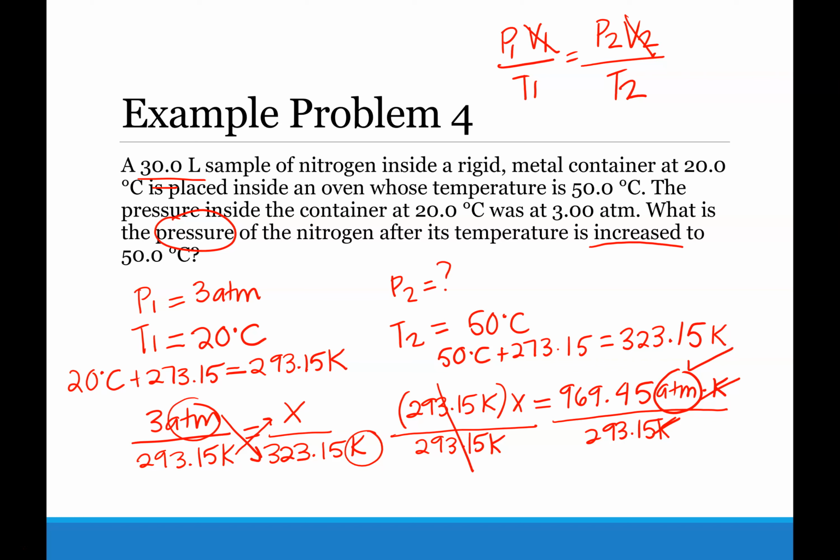So in your calculator, 969.45 divided by 293.15 is going to be a P2 of 3.30, so we'll say 3.31 atm.